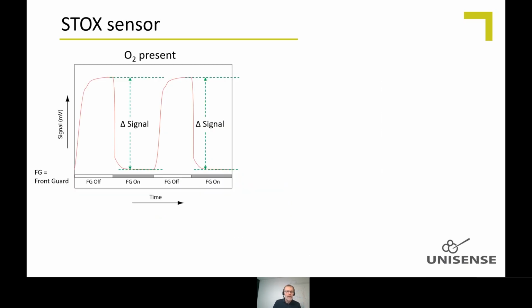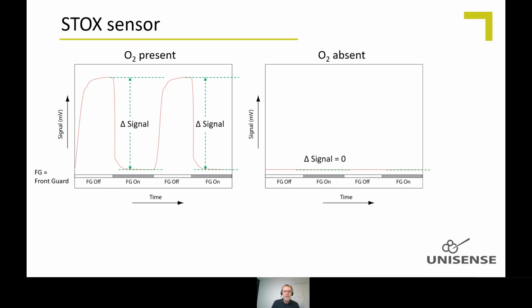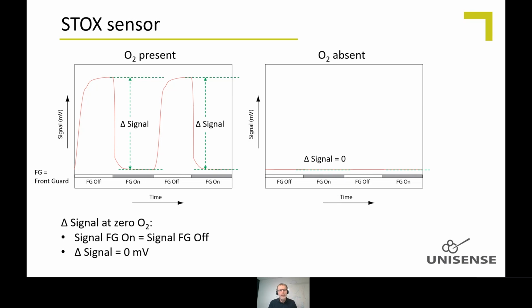So this indicates a period with the front guard off, front guard on, front guard off, front guard on again. When the front guard is off, the sensor receives oxygen and measures this. With the front guard on, you get the zero signal, and so on. This is in the presence of oxygen. In the absence of oxygen, you see there's no difference in the oxygen signal between the period with the front guard off and the front guard on. That means that the delta signal will now become zero.